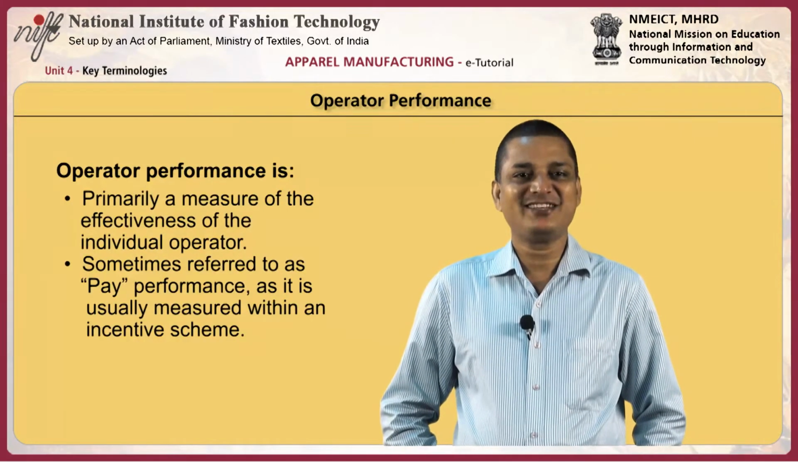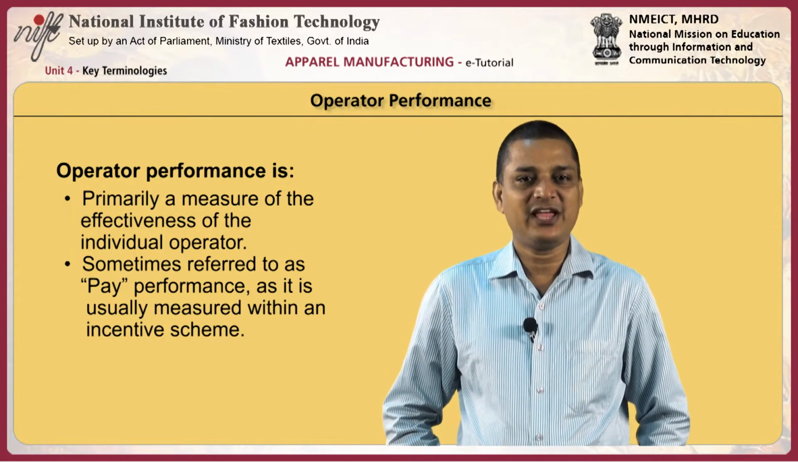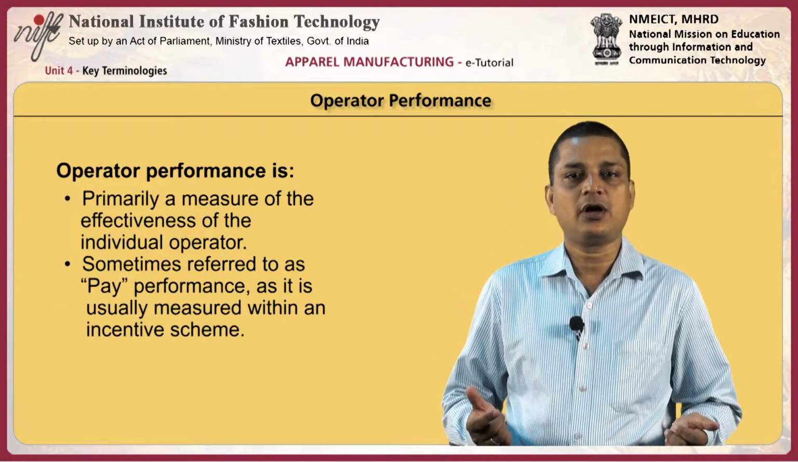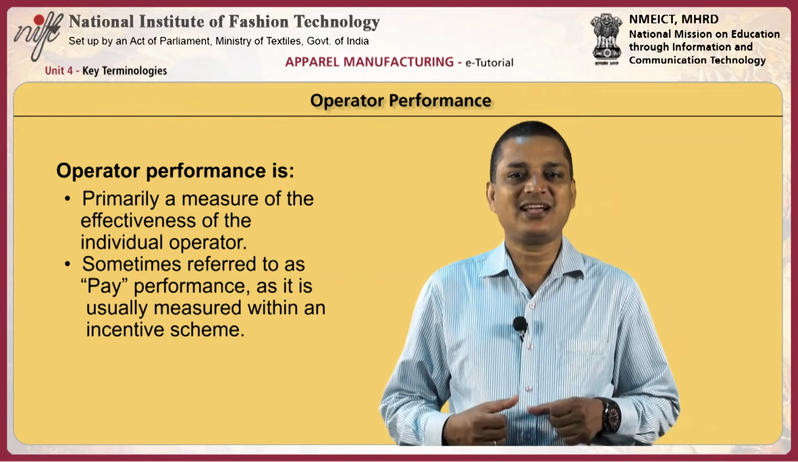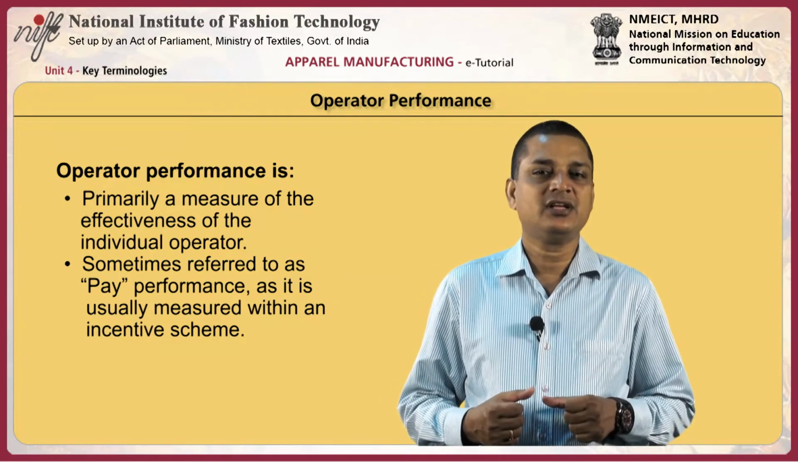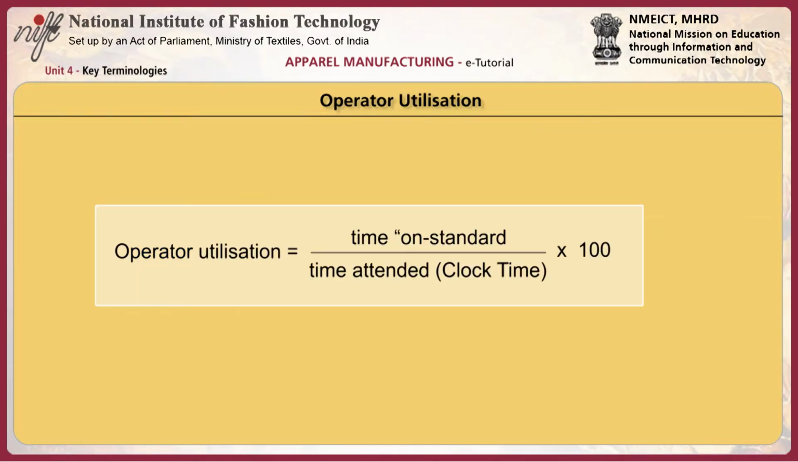Operator performance is primarily a measure of effectiveness of the individual operator, sometimes referred to as pay performance as it is usually measured within an incentive scheme. Operator utilization is a measure of how well the supervisor manages to keep the operators on standard, that is, time on standard divided by the time attended, that is clock time, multiplied by 100.